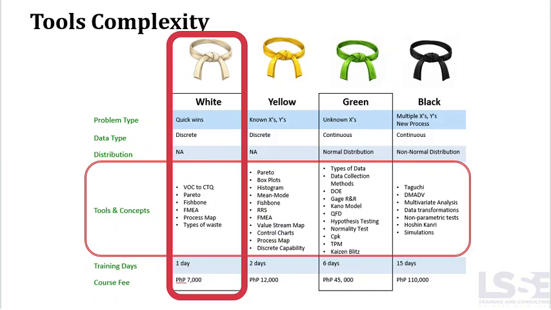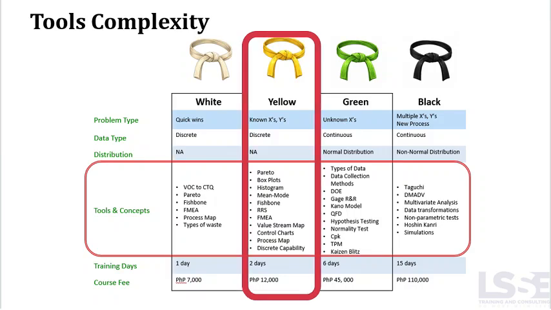The type of data usually encountered here is very basic, often what we call discrete data. This means the outcomes are simple and countable. For example, yes or no, pass or fail, number of defects. Typical tools at this level include VOC to CTQ, Pareto charts, fishbone diagrams, failure mode and effects analysis, process mapping, waste identification. The focus of the white belt is really about developing awareness and learning how to see problems through a structured lens.